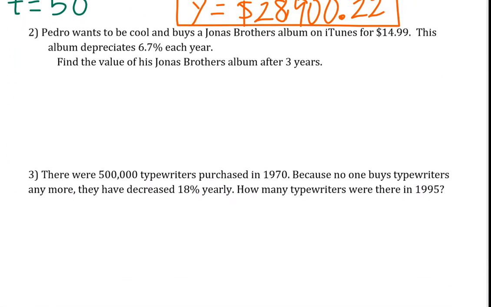Okay. So let's go on to the next one. It says, Pedro wants to be cool and buys a Jonas Brothers album on iTunes for $14.99. This album depreciates 6.7% each year. Find the value of his Jonas Brothers album after 3 years.